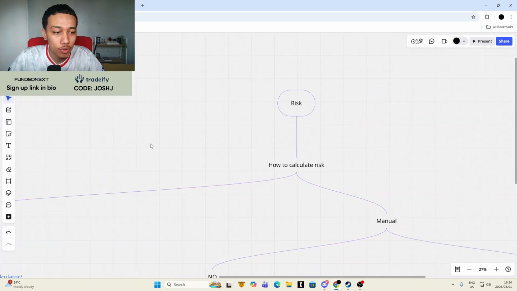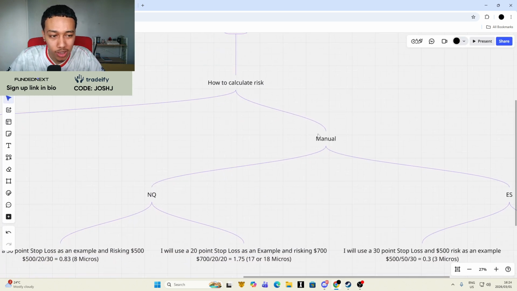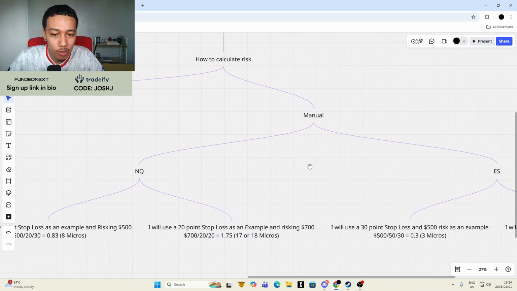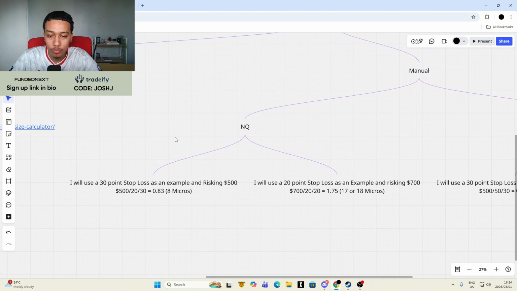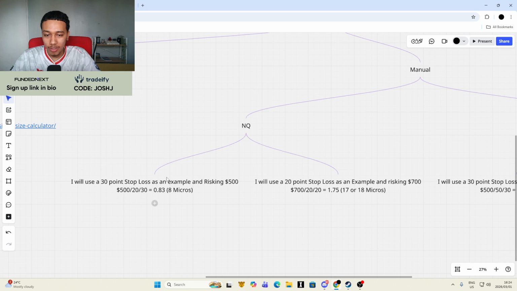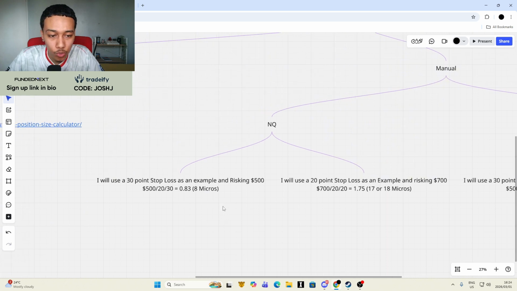So let's go over the manual way on how to do it. So this applies for mostly the Project X platform, because there's no automatic one built in like TradingView. Same example actually. I'll use the 30-point stop loss as an example, risking $500. Same over here. It comes out to 0.83, which is 8 micros. And to do the calculations, you take your dollar amount you want to risk, divide that by your point value.